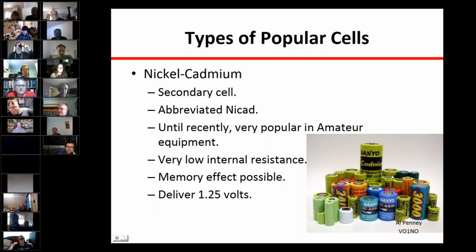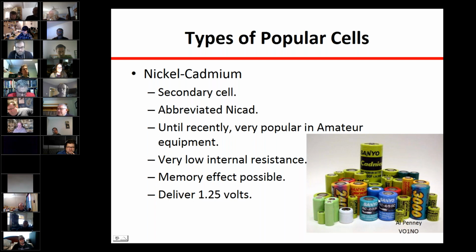People talk about the memory effect, and the memory effect is possible with NiCad cells, NiCad batteries. And that's where if you repeatedly use a battery on a very regular schedule, where you discharge it to, let's say, 70% and recharge it, discharge it 70%, recharge it. After a while, because of the way that the chemistry works inside and the formation of little microfilaments, you can get what's called the memory effect, where if you try to discharge it past that 70%, you can't go any lower.